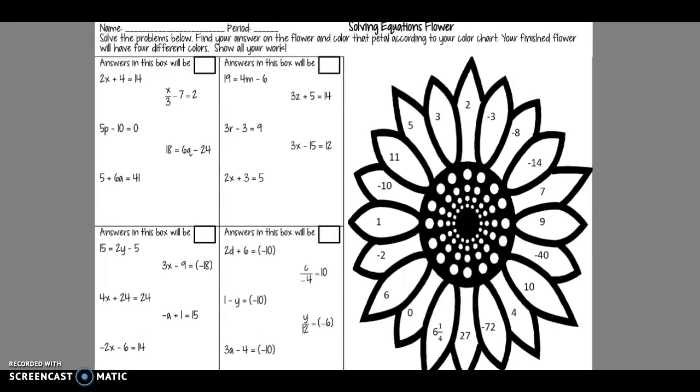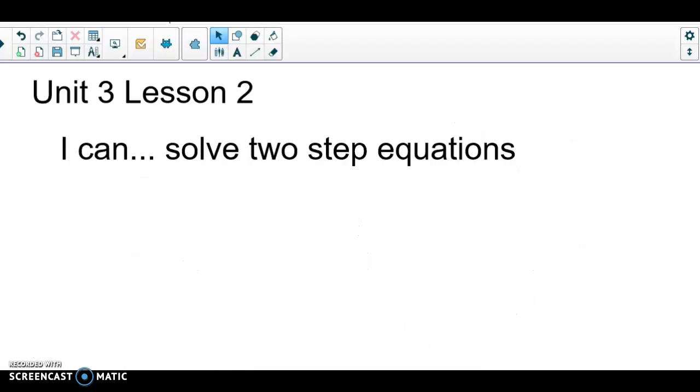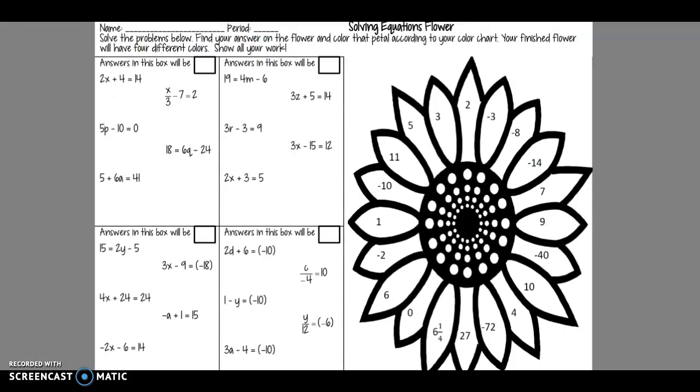Good morning, good afternoon. Today we're going to be talking about solving two-step equations, and I'm going to walk you through this activity we're going to do in class. Here, you would fill out your name, the period, what block you're in, and we're going to walk through answering these problems. The goal of the worksheet is to color in this flower for spring, and we're going to be using the colors you select.